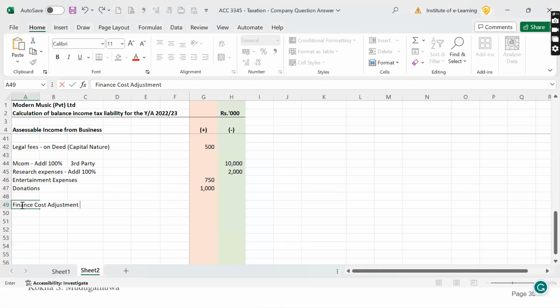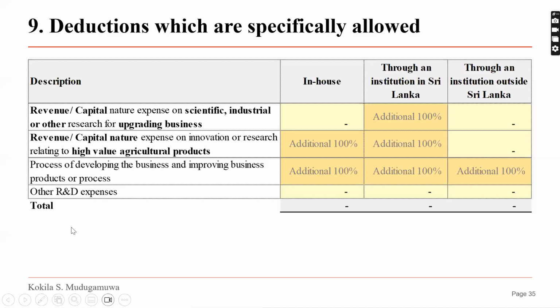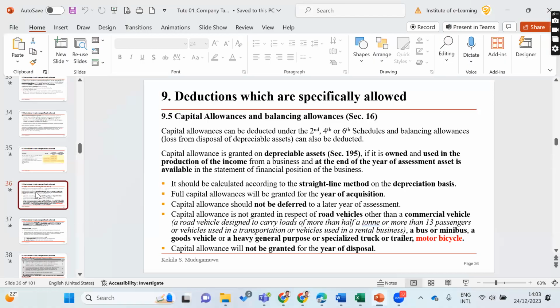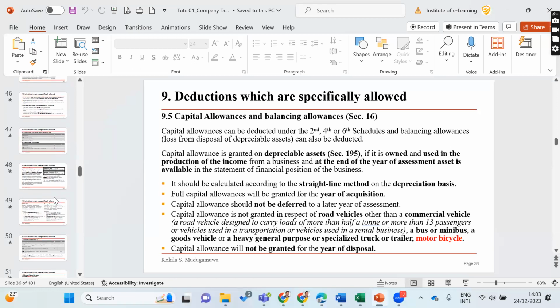In other words, we call it thin capitalization adjustment. Thin cap adjustment. Here you need to remember this adjustment. I will explain a little bit of the theory.